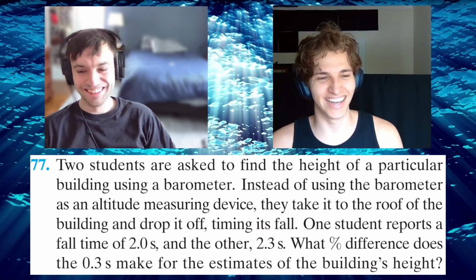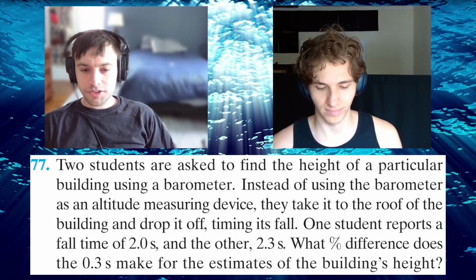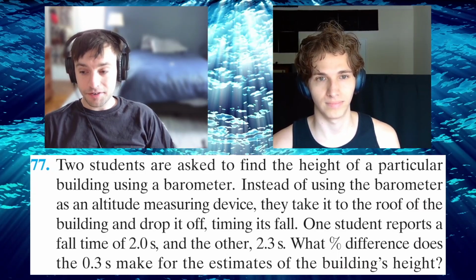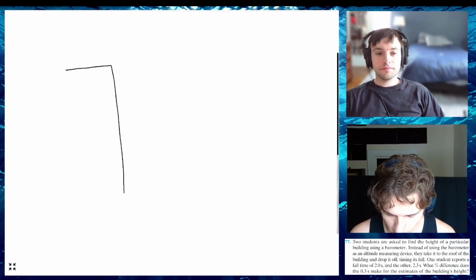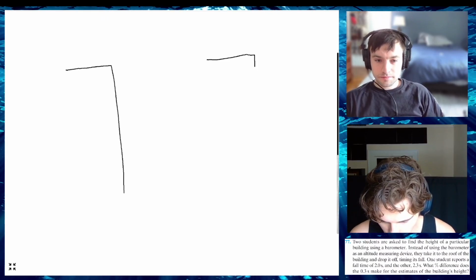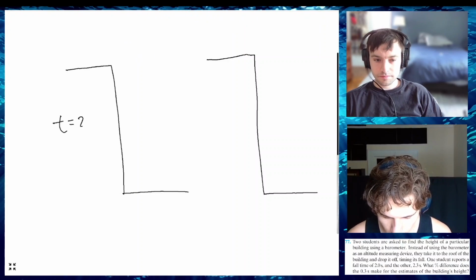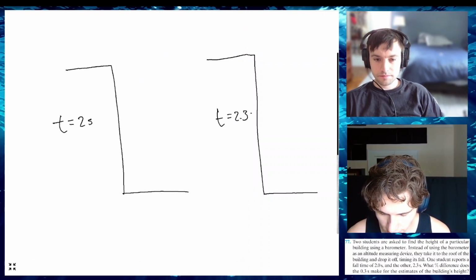All right, let's get into this. What do we have? What's known? So each student recorded a different time when the same item was dropped once. Yes. So we have building and same building. And for this one, the time it took to fall was 2 seconds. And for this one, the time it took to fall was 2.3 seconds.